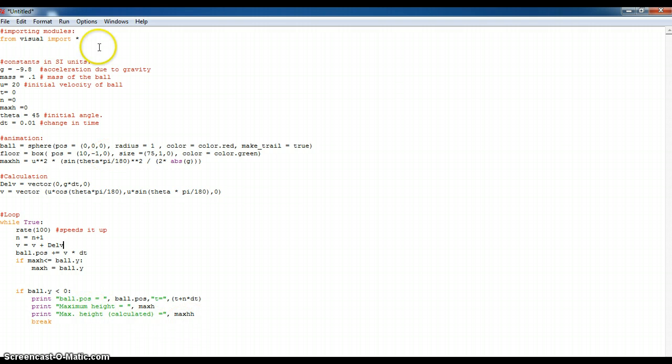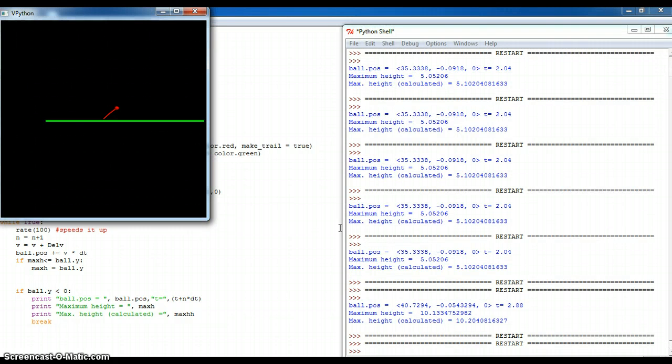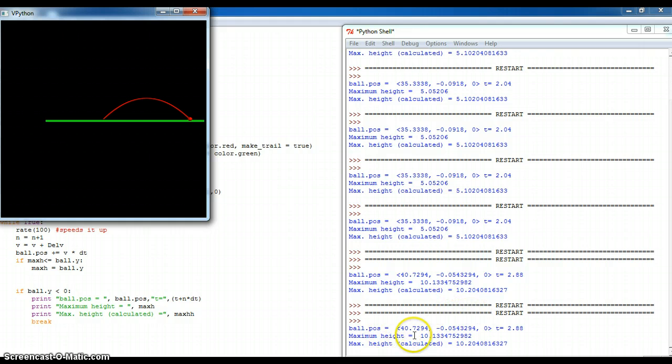Now let's run the program and see what happens. As we see, the motion goes from initial to final with an angle of 45 degrees. We find the position of the ball to be 40.72, -0.05 and 0 meters, and the time it has taken to be 2.88 seconds. Maximum height was 10.13, and the maximum height that we calculated was 10.20.